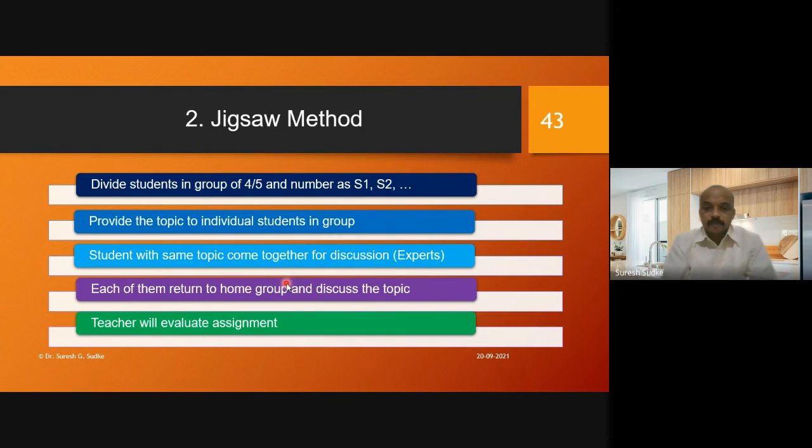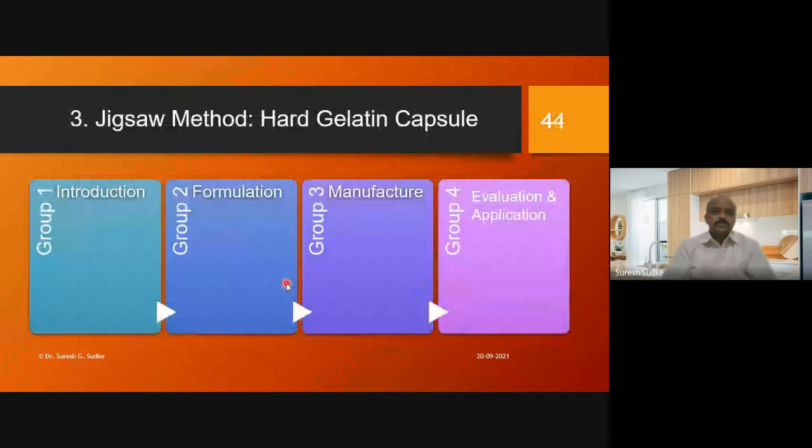So within a shorter period of time, the total topic along with all subtopics can be completed. And finally, the teacher will evaluate the assignment. So I have taken here a very simple example of the jigsaw method, that is hard gelatin capsule. So I have divided the students into 4 groups.